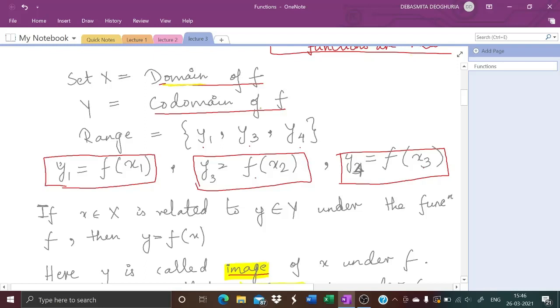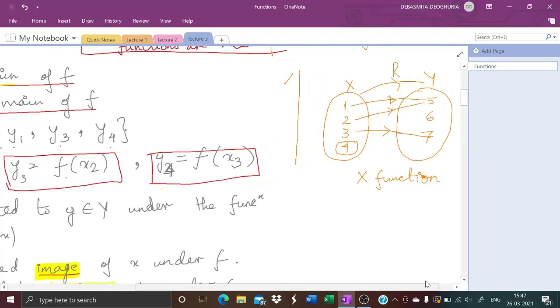Very important point. If the question says to write the codomain, then you have to write the entire set Y. And if it asks to write the range, then you have to write only the elements which have something associated to them. So this is the form of writing: y1 equals f of x1, y3 equals f of x2, y4 equals f of x3.